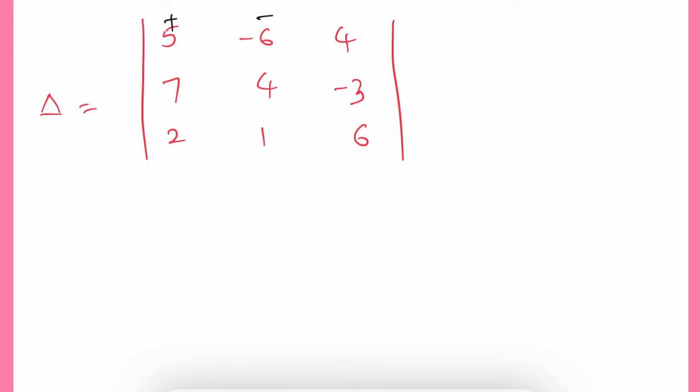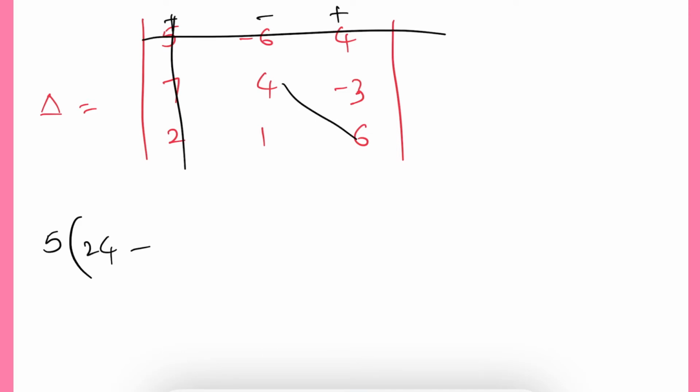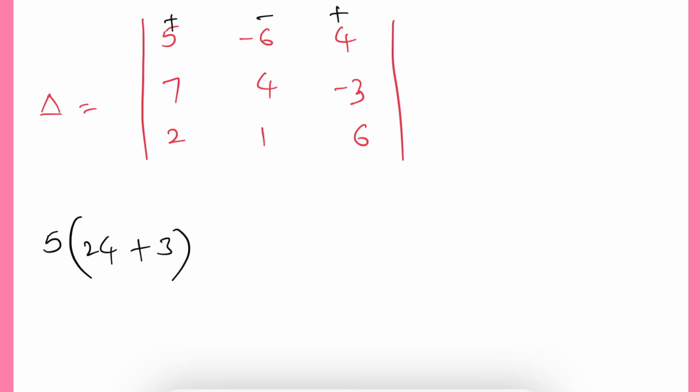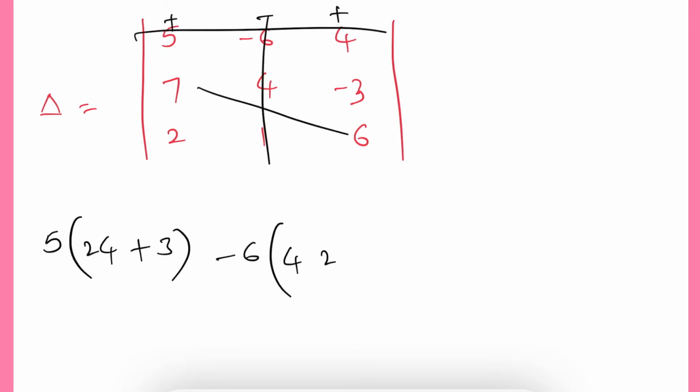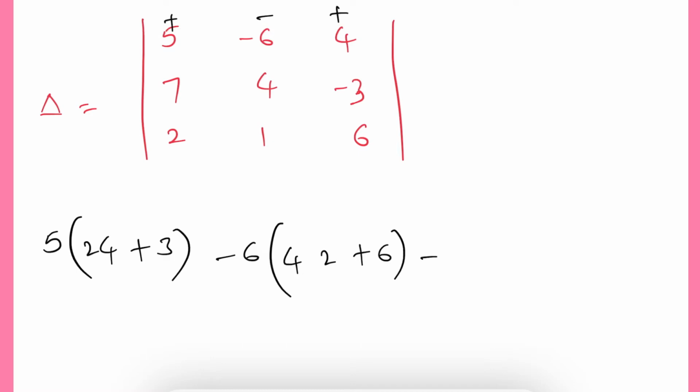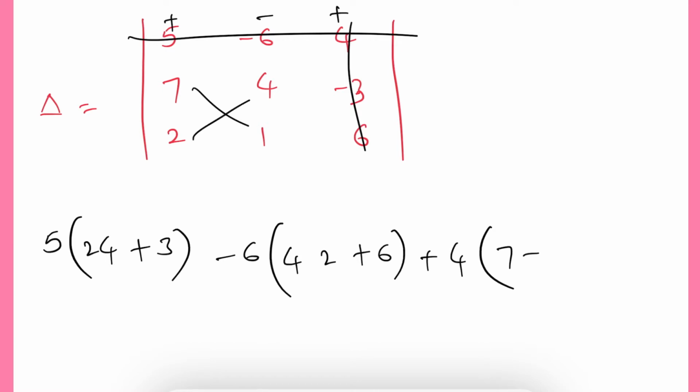This will become plus, it will become minus, it will become plus. So first element is 5, if we remove the row and column, 4 sixes are 24 minus 1 into minus 3, already minus is there, so it will become plus. Then next, minus 6 into, if we remove this row and column, 7 sixes are 42 minus 2 into minus 3, minus 6, already minus is there, so it will become plus 6. Now the third element, plus 4 into, if we remove this row and column, 7 ones are 7 minus 2 fours are 8. So let us simplify this now.